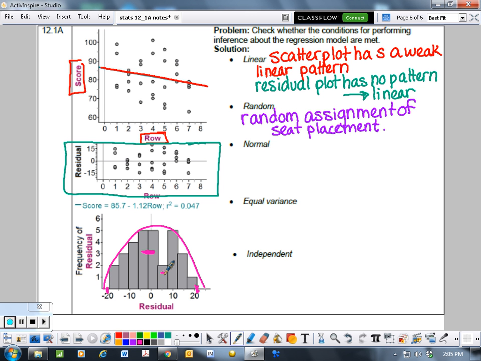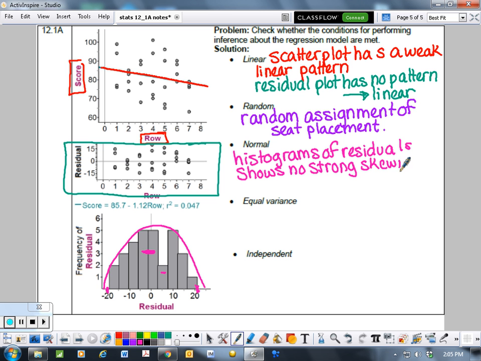So our histogram of the residuals shows no strong skewness or outliers. And that's really what we're looking for. Strong skewness or outliers, and we see none of that.